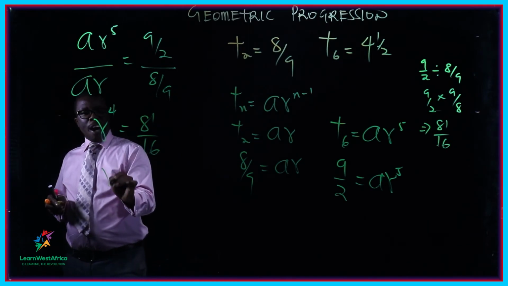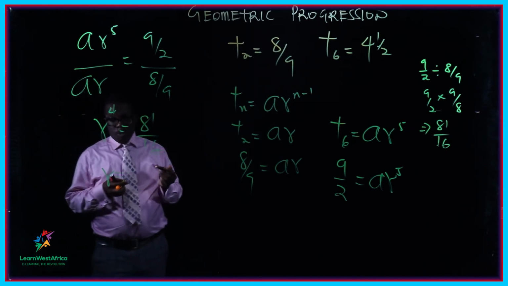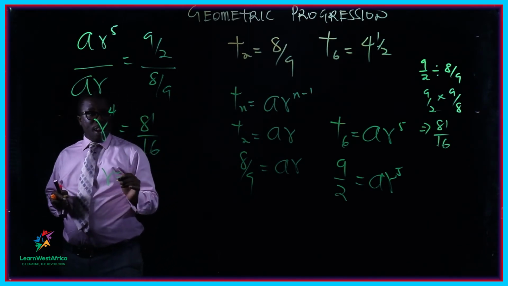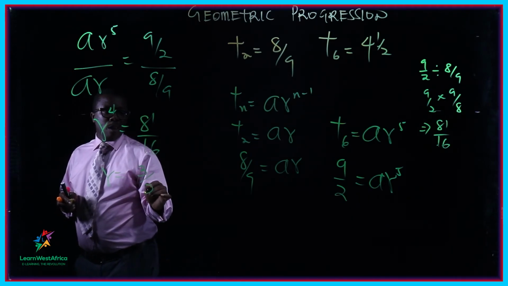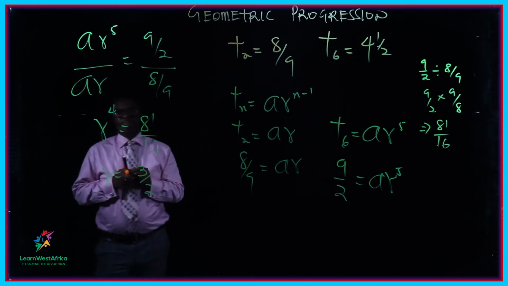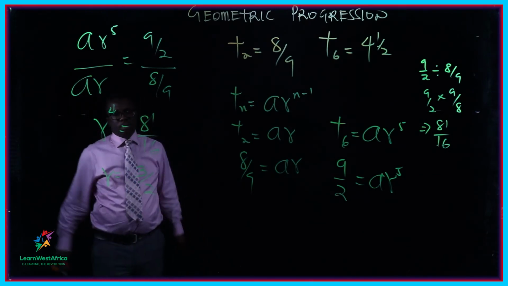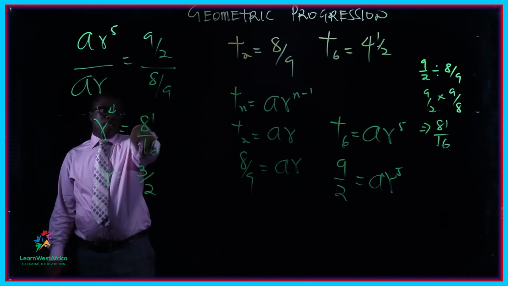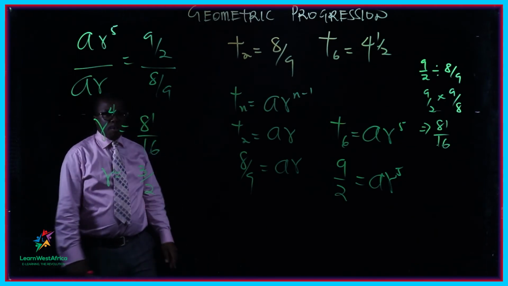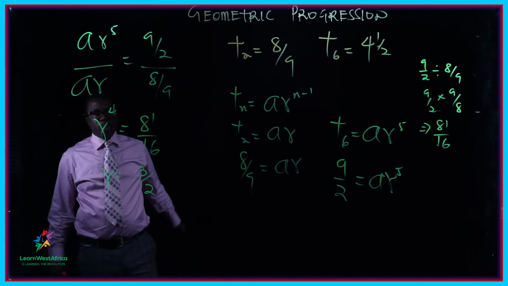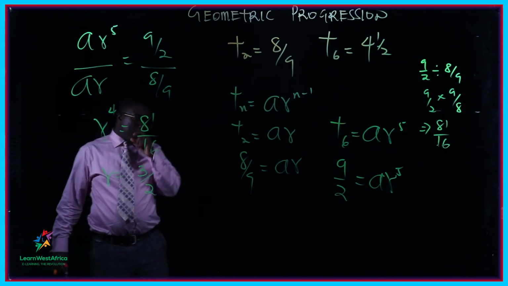Okay? So our R, since from our basic indices, our R should give us what? 3 over 2. Because when you take the root of that to the 4th degree, you should have your R being equal. So this is our common ratio. Our R is 3 over 2.